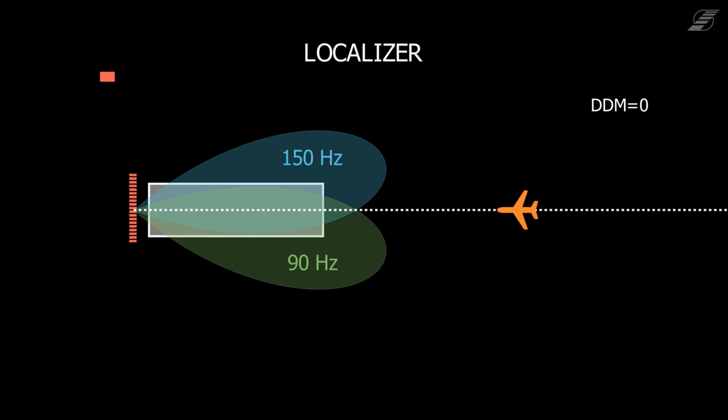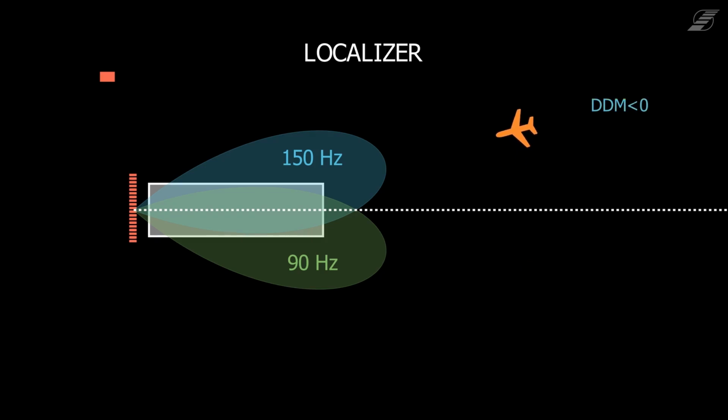If the aircraft is flying optimally, the power of both lobes is received in equal parts. The DDM is therefore equal to 0. If, on the other hand, the aircraft is flying too far to the left of the runway, larger portions of the lobe, where 90 Hz is the dominant frequency, are received. This results in a DDM greater than 0, and a fly right indication is displayed to the pilot.